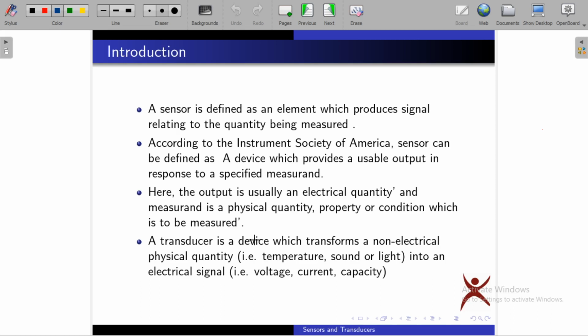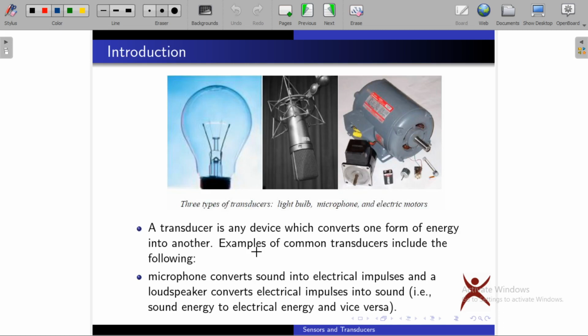Let me move on to the definition of a transducer. I'll give you clarity about the sensor a little bit later. Now coming to the transducer. A transducer is a device which transforms a non-electrical physical quantity into an electrical signal. In general, a transducer is a device which transforms one form of energy into another form. It is a device which converts one form of energy into another.